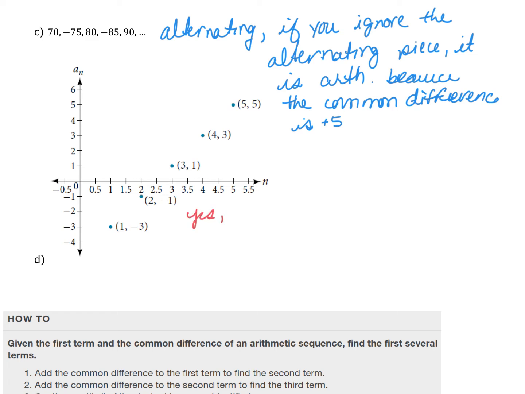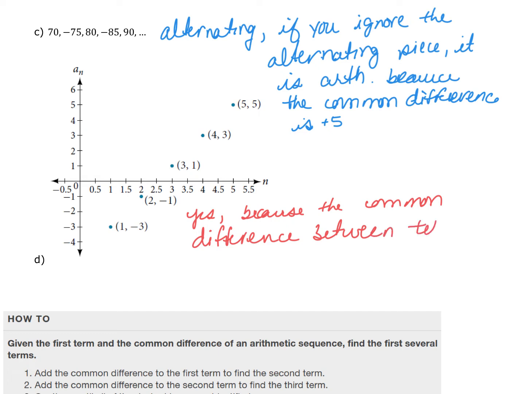So this is yes, and this is because the common difference between terms is the same. And in particular, it happens to be plus 2 because I'm going up 2 each time. My input again is 1. That is my domain. My input is 1. My output is -3. Input is 2. Output is -1. Input is 3. Output is 1, and etc.